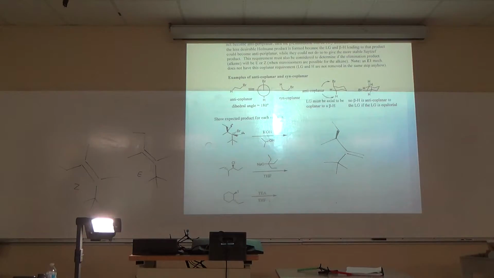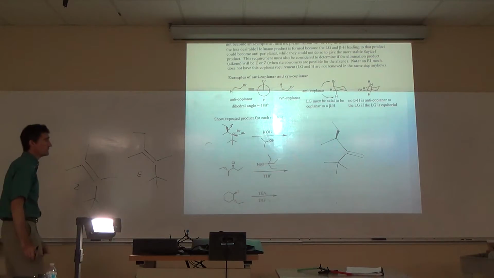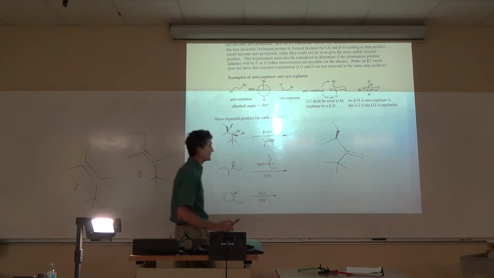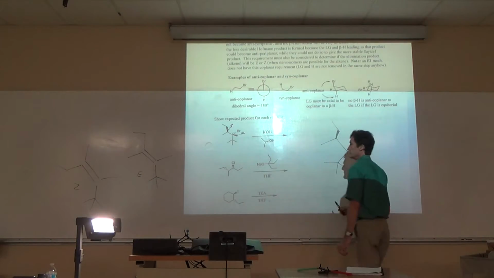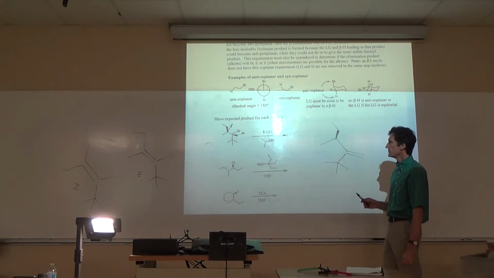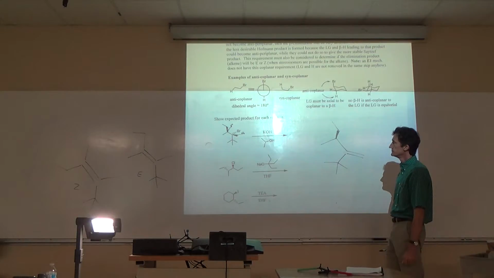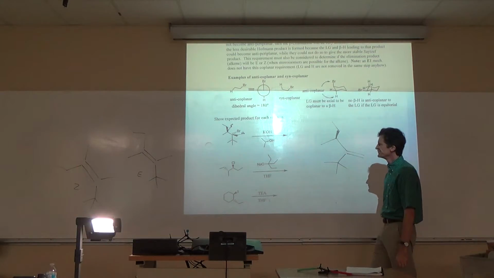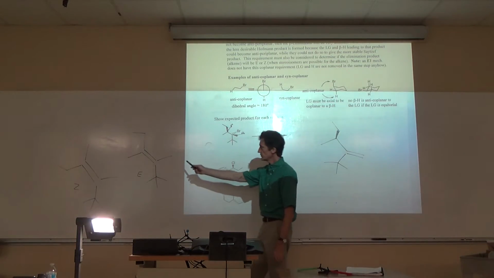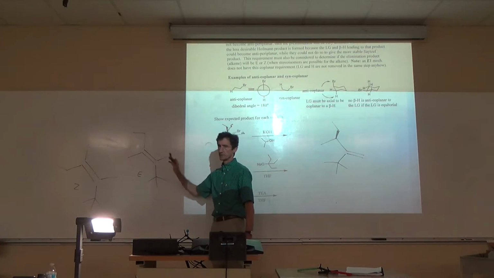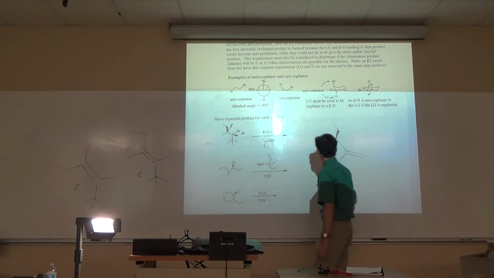Why Zaitsev? It is more stable. But Hoffman is more crowded because of the tert-butyl. Or does that matter? Yeah, but is potassium big? Well, these products are more stable because they're tetrasubstituted. This is only disubstituted.